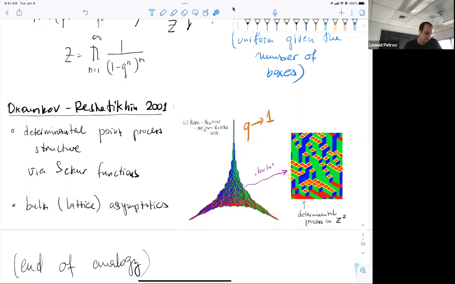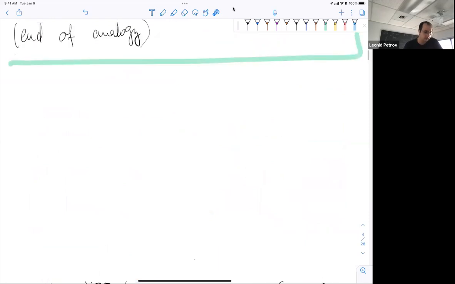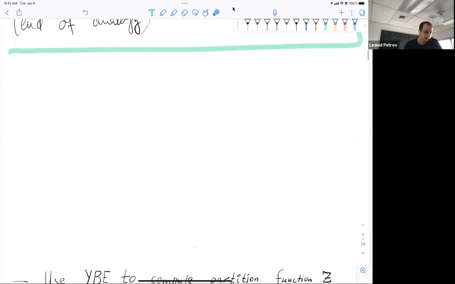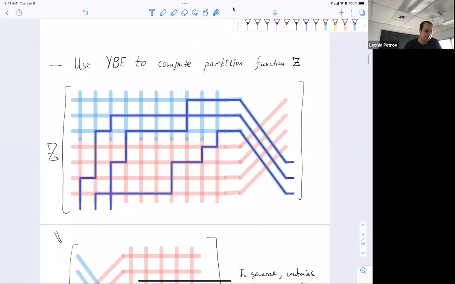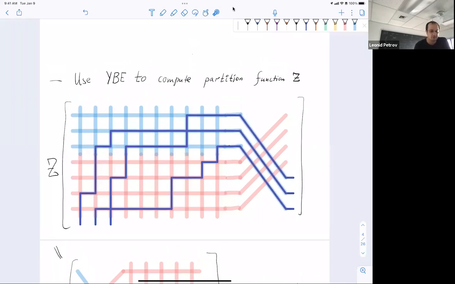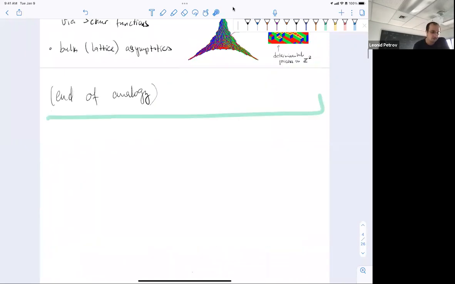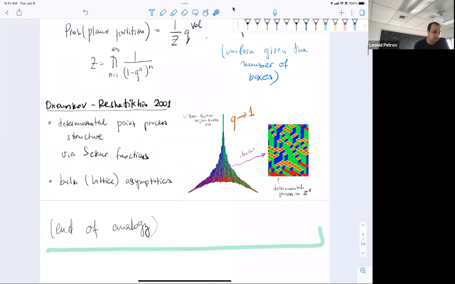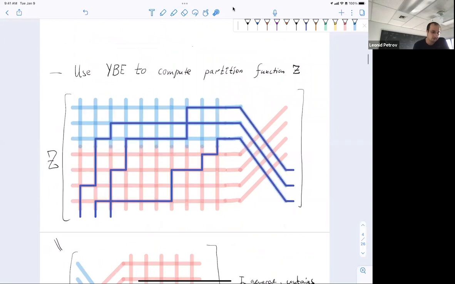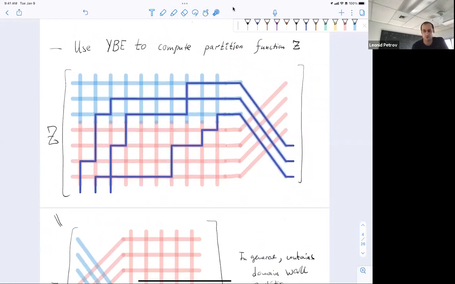So I'm going to define the weights, and yeah, before defining the weights, let me show how to use the Baxter equation to compute the partition function. So in the plane partition case, this partition function has a beautiful product form. In our case, in general, if you take the fully general 6 vertex model, then it's not going to be a product, but it's going to be a determinant instead. But still you can use the Baxter equation to compute the partition function.